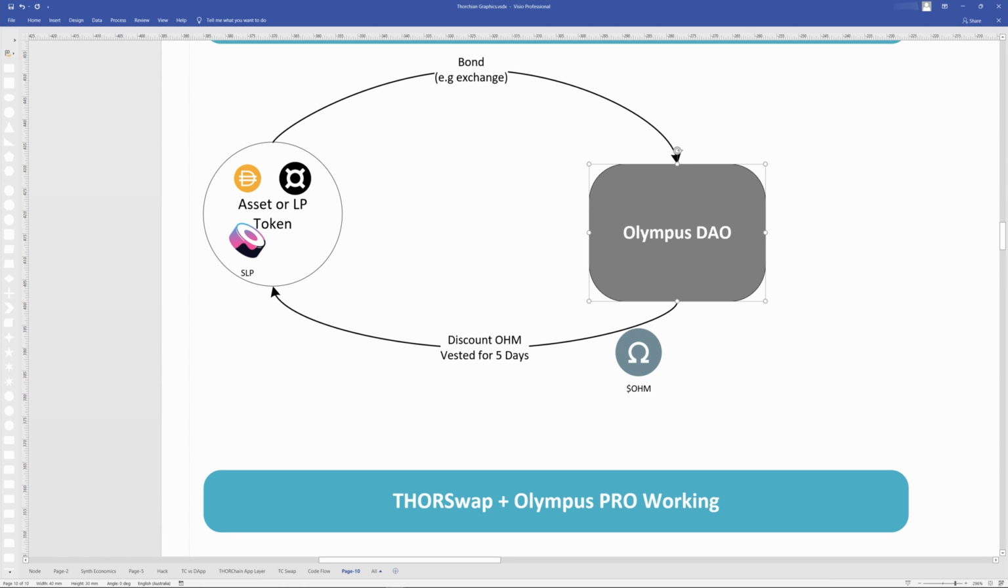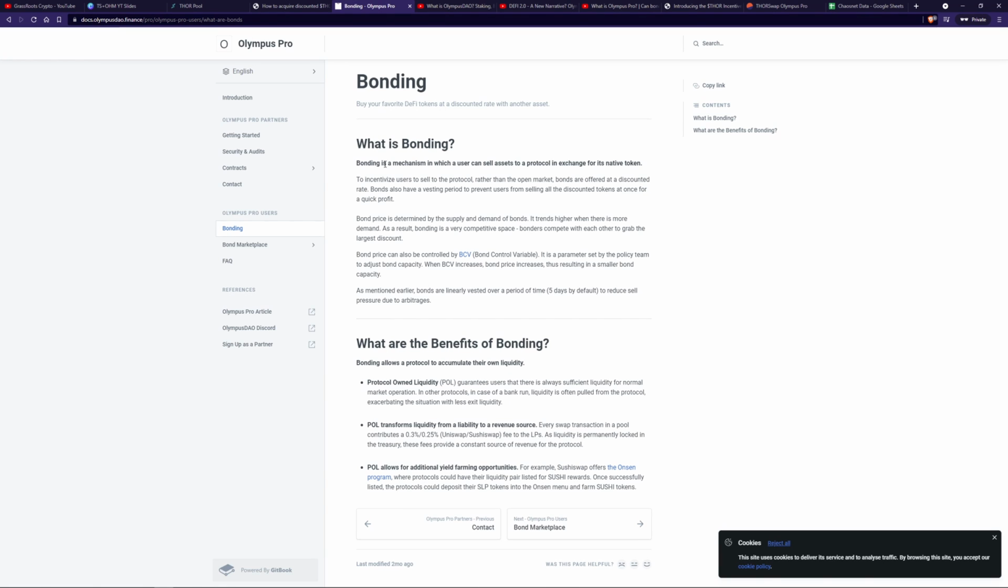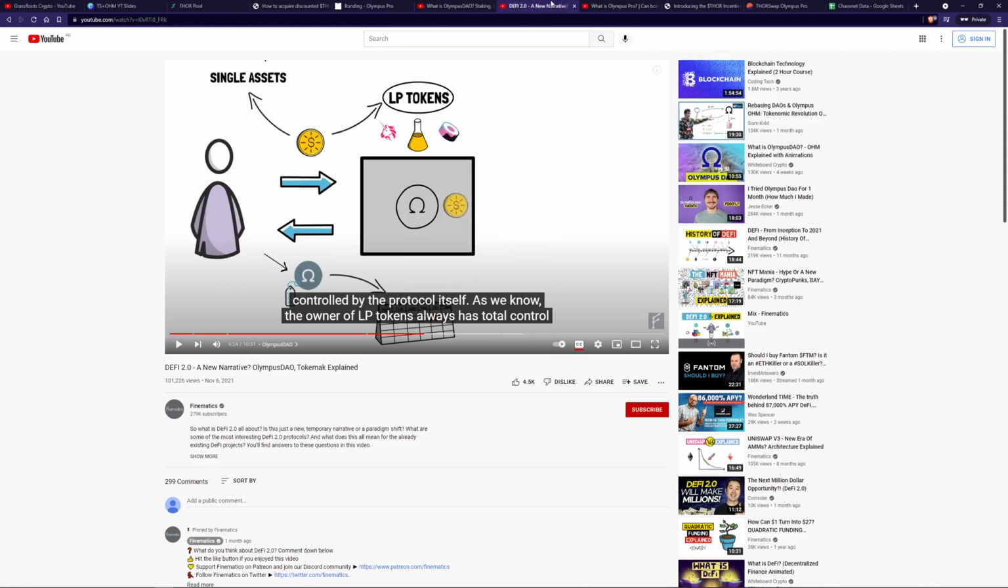More broadly speaking, bonding in Olympus Pro is a mechanism in which a user can sell or exchange assets to a protocol in exchange for its native token. You don't fully need to understand bonding for this video. You just need to understand that you're going to give up or exchange an asset or an LP token in exchange for a discounted native token, which will be locked up for several days. Olympus Pro does take a bit of time to get your head around, and I've got a few links to videos in the description below where you can find out more information about that.